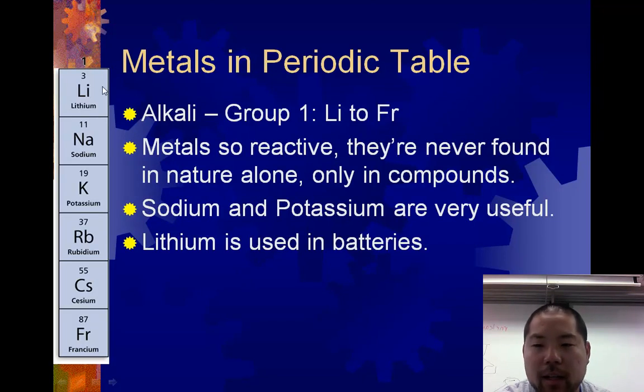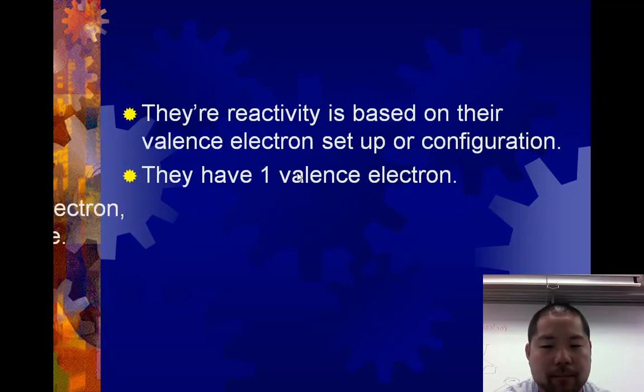So right here, lithium has how many valence electrons? 1. Sodium has how many valence electrons? 1 also. They all have 1. Now if you look at this number, this is the atomic number or proton number. Lithium has 3 electrons, but it has 1 valence electron on the outside. Sodium has 11 protons, but 11 electrons. But how many on the outside? Just 1 valence electron. Potassium has 19 electrons, but only 1 of them is in the very outside shell.